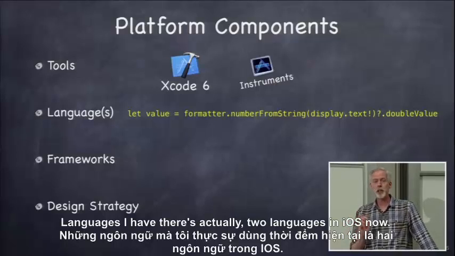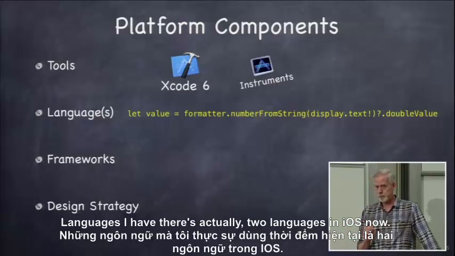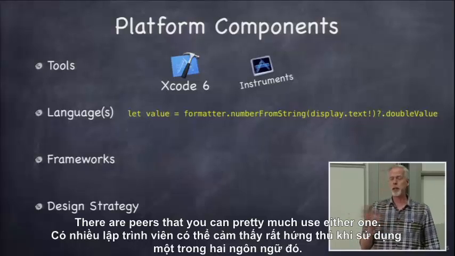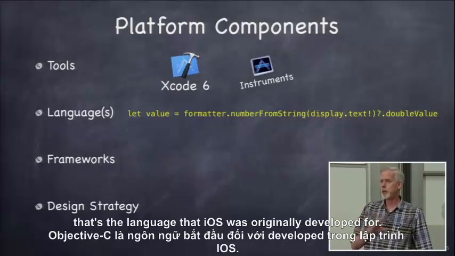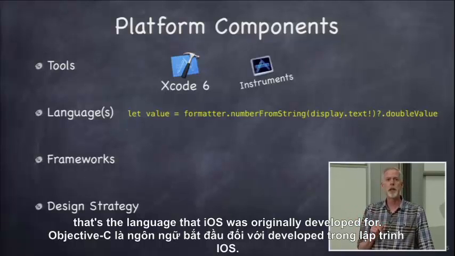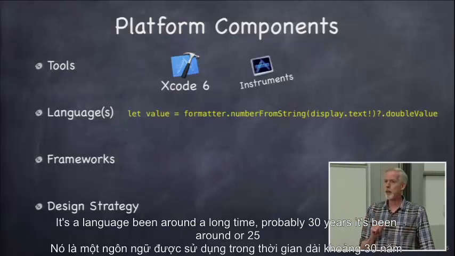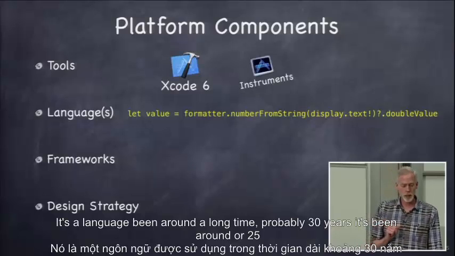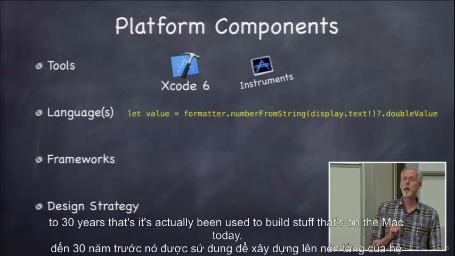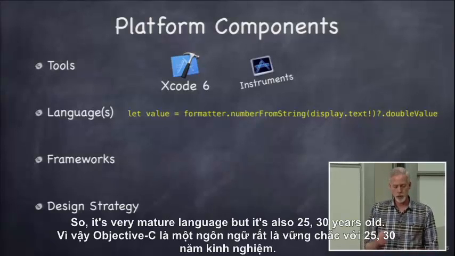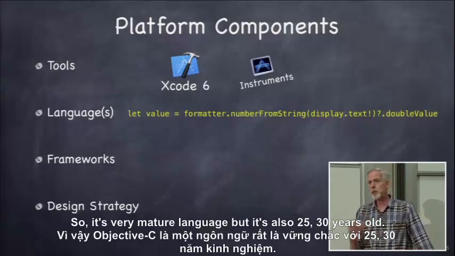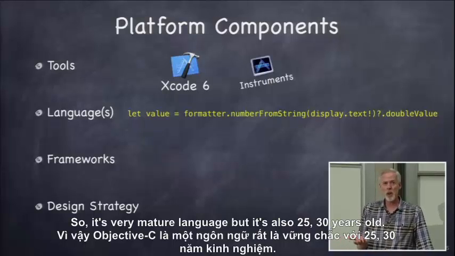Languages: there's actually 2 languages in iOS now. They are peers. You can pretty much use either one. One of them is called Objective-C. That's the language that iOS was originally developed for. It's a language that's been around a long time, probably 30 years. It's been around, or 25 to 30 years that it's actually been used to build stuff that's on the Mac today. So it's a very mature language, but it is also 25, 30 years old.